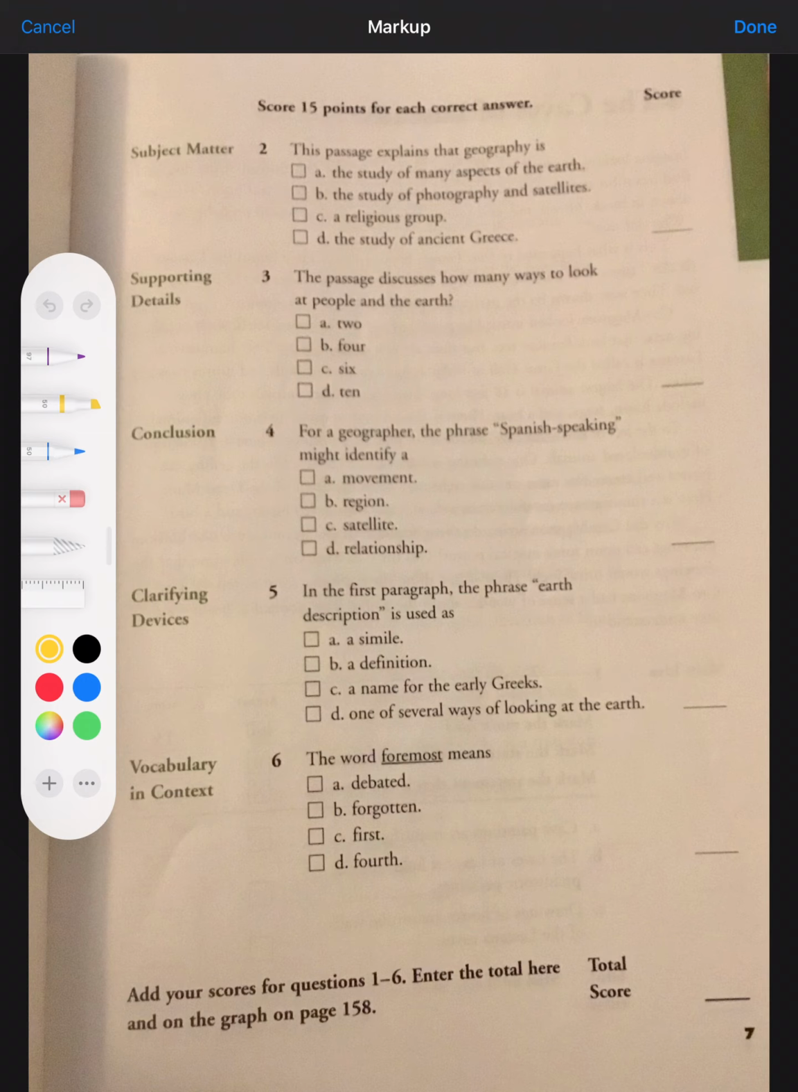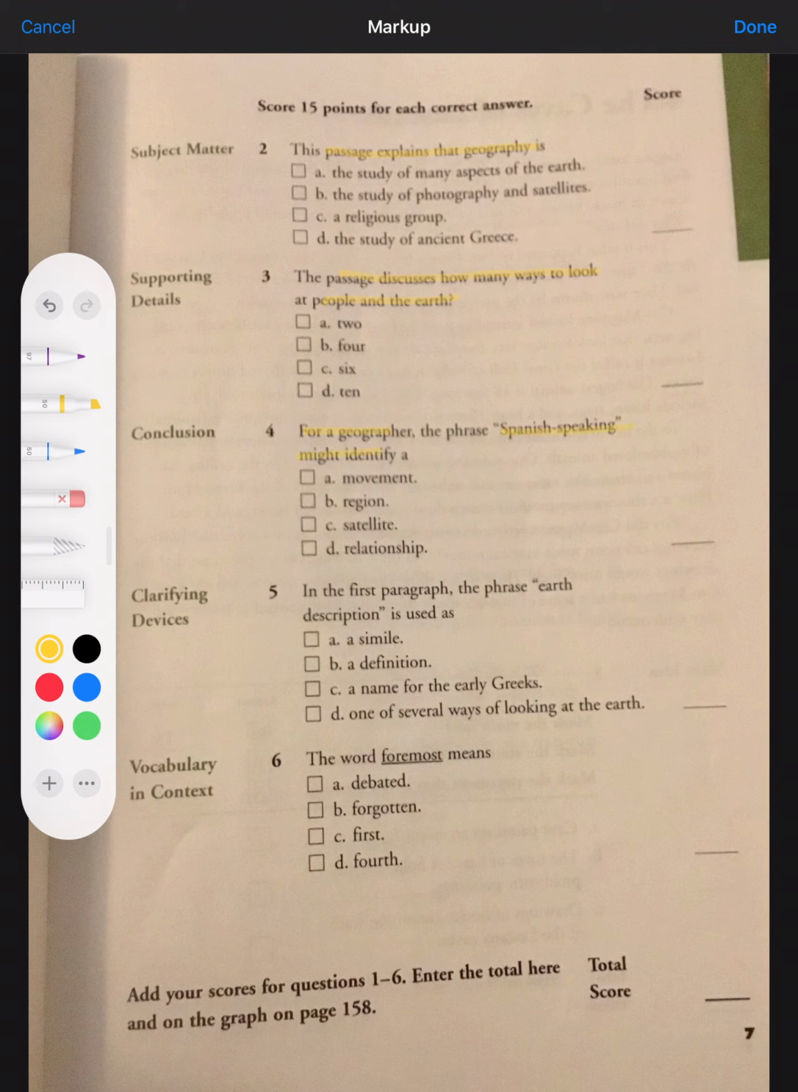So, number 2, this passage explains that geography is. Please highlight: A, the study of many aspects of the earth, B, the study of photography and satellites, C, a religious group, or D, the study of ancient Greece. Number 3, the passage discusses how many ways to look at people and the earth: 2, 4, 6, or 10. Number 4, for a geographer, the phrase Spanish speaking might identify a movement, region, satellite, or relationship.